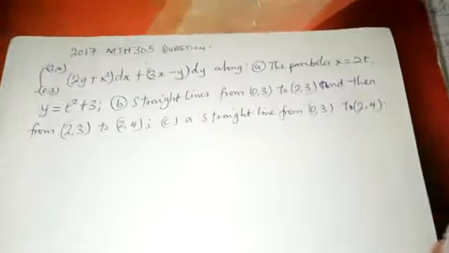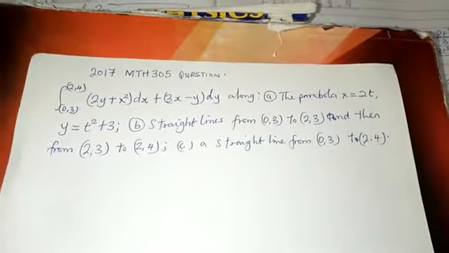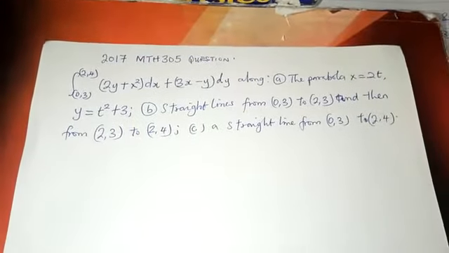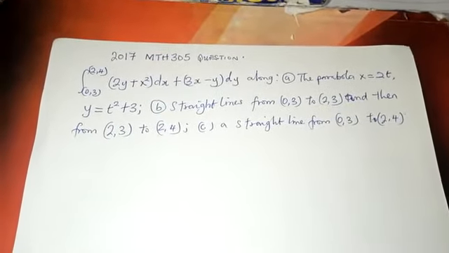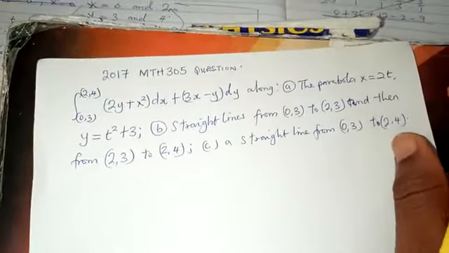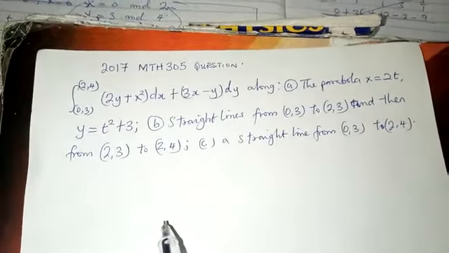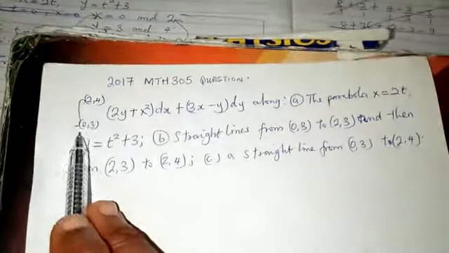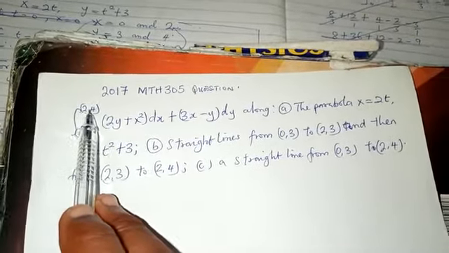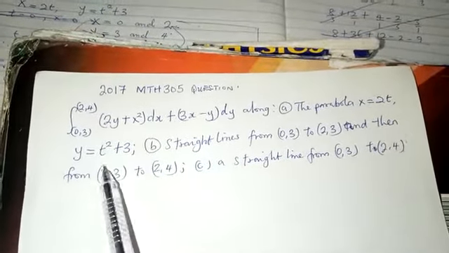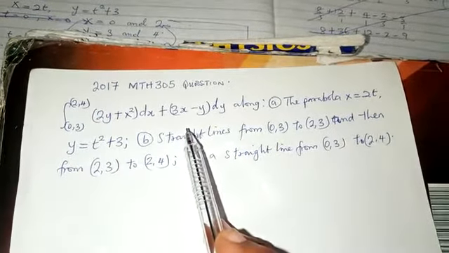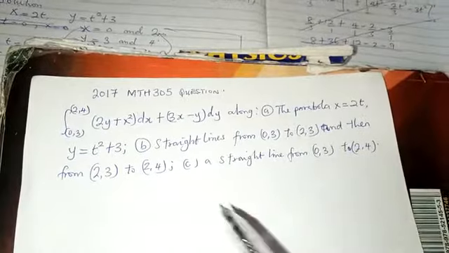Now, looking at this question, it looks like a double integral or a line integral, complex integration, whereby the given problem here is from 0 to 3 as a lower limit and 2 to 4 as an upper limit in this function 2y plus x squared dx plus 3x minus y dy along the first parabola. Let's start with the first one.